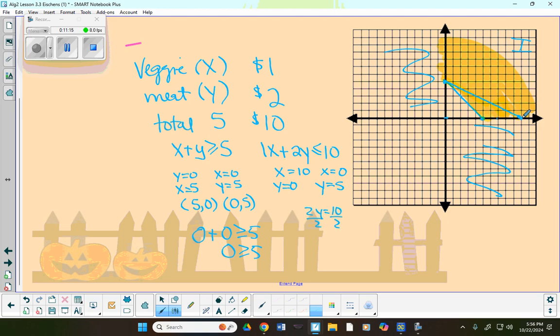And if we test a point there, if we plug in 0, 0, you would have 0x plus 0y less than or equal to 10. Well, that's true. 0 is less than 10. So you would shade below that line.